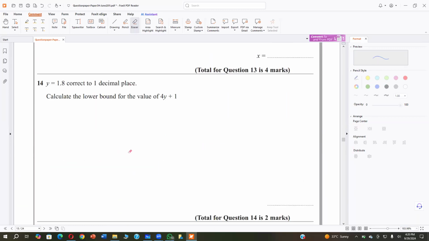Now look at this question. Correct to 1 decimal place, y is equal to 1.8. Calculate the lower bound for the value of 4y plus 1. So this is the function here. This is the upper bound and this is the lower bound.